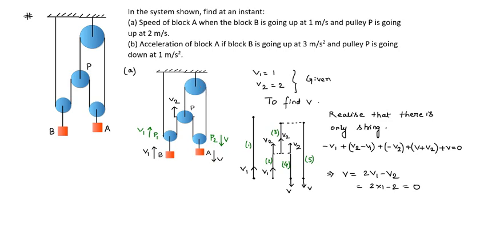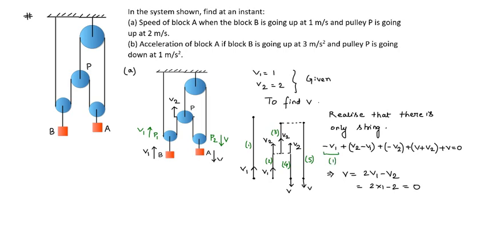Now we know that if the velocities are such that they try to decrease the length, we will consider that as negative, and if they try to increase the length, we will consider it as positive. So let us start with segment 1. You can see that the bottommost point of segment 1 has a velocity v1 such that it is trying to decrease the length. So I will take v1 as negative. This is for segment 1.